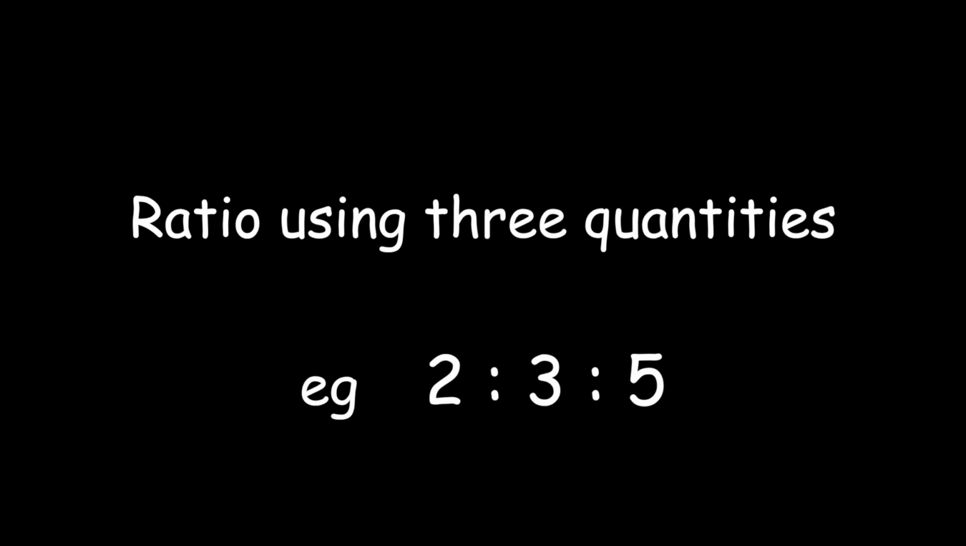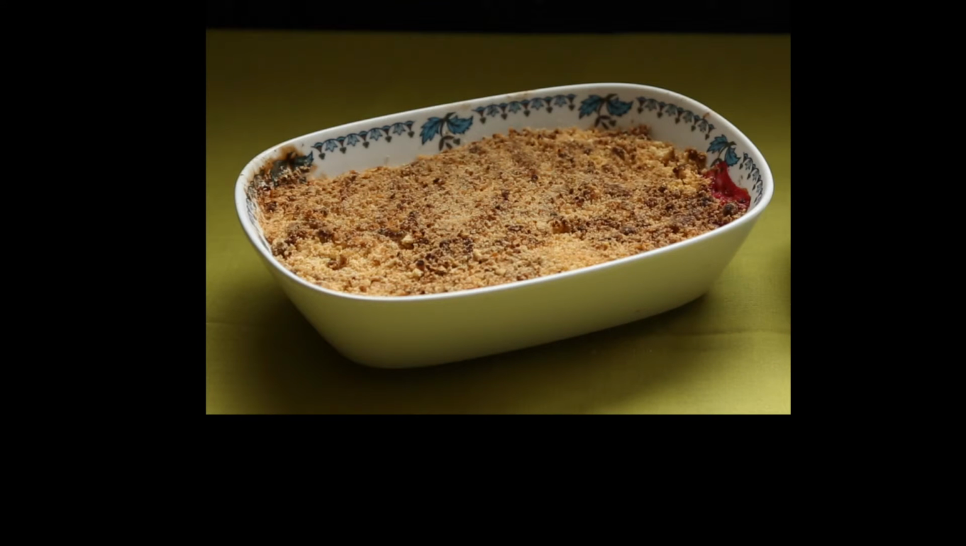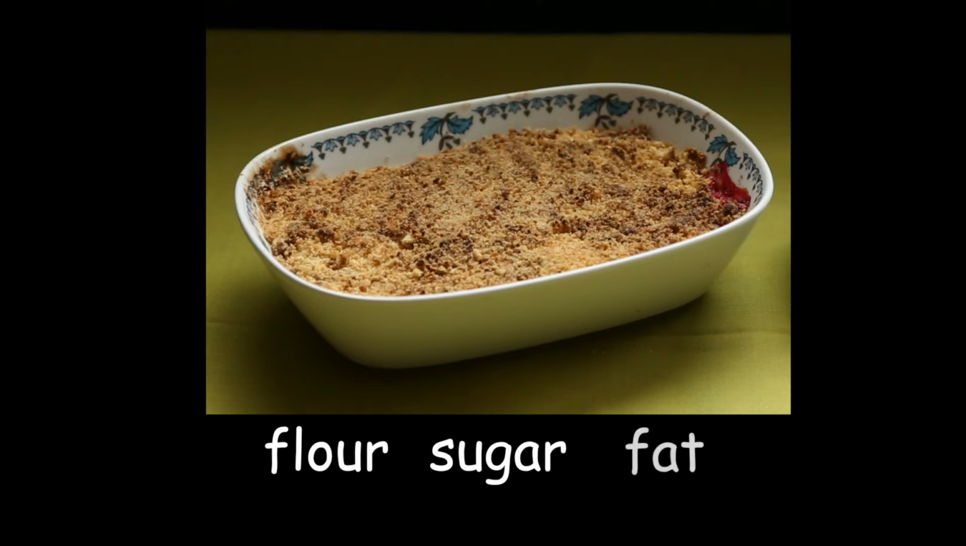Here's another example of ratio, this time using 3 amounts rather than the 2 in the last example. To make a topping for a lovely fruit crumble, the ratio of flour, sugar and fat in one recipe is 4 to 3 to 2 by weight. But again, these aren't specific amounts, so you could use metric grams or the ounces of the imperial system of weights. Each would make a different size of crumble, but they would taste the same because the ratio is the same.